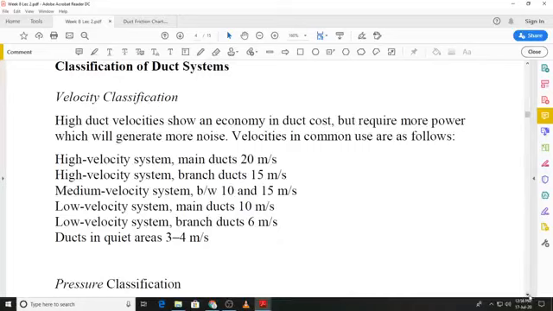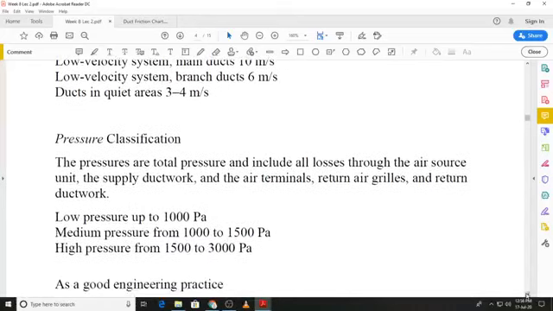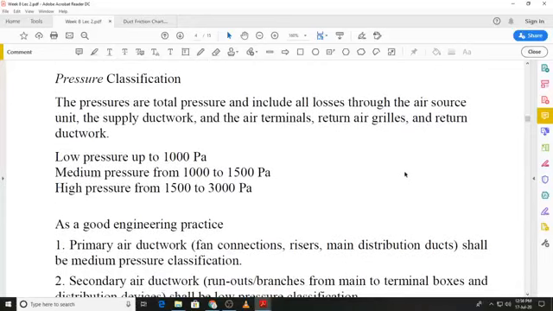Then the pressure classification, also we have the three categories, that is high pressure systems, low pressure systems and medium pressure systems. Again, as a broad guideline, duct systems which are classified as low pressure, the pressure is about 1000 pascals, and we are talking about the gauge pressure in the ducts. And the medium pressure systems, the gauge pressure ranges from 1000 to 1500 pascal, and high pressure 1500 to 3000 pascals.